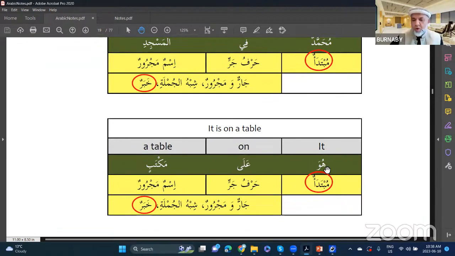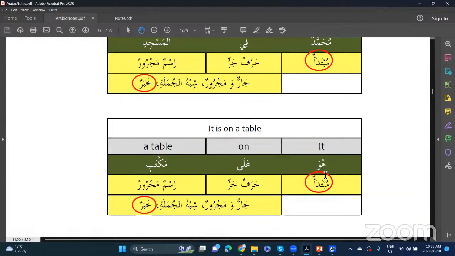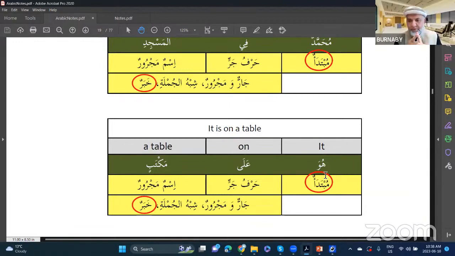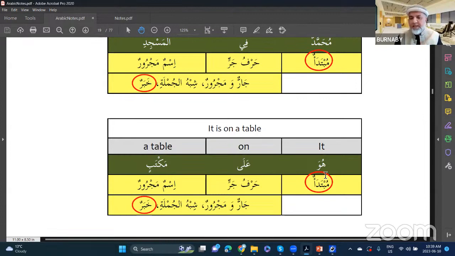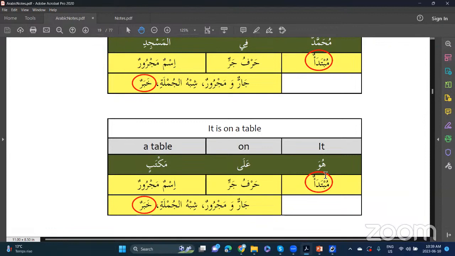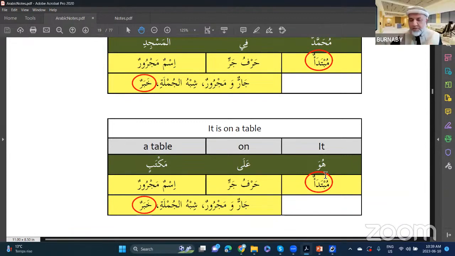"It is on a table." Huwa alal maktabin. Now, in the English language we have he, she, it. In Arabic we don't have anything for it. So huwa is used for non-living things, and then the translation will be it. I'm not going to say "he is on the table," but "it is on the table." I know it is "it" because the sentence is saying that. If it were up to me to translate, I could also say "he is on the table" or "he is on a table." Both translations are fine, but you have to understand the context.